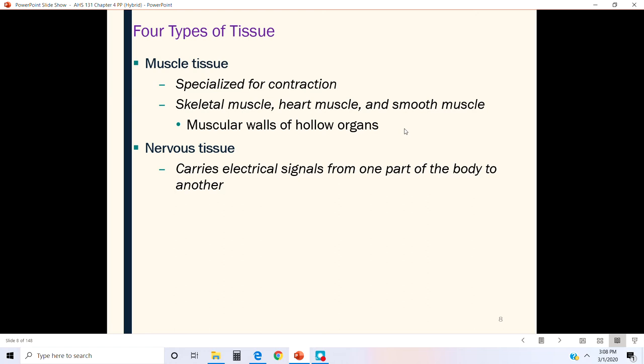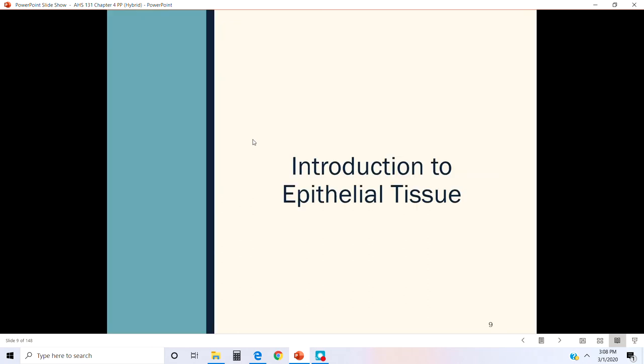Finally, the last type of tissue is going to be nervous tissue. Think of nervous tissue as a control tissue. It's basically carrying electrical impulses from one part of the body to another to control that part of the body. Okay, so those were just some introductory remarks regarding connective tissue.